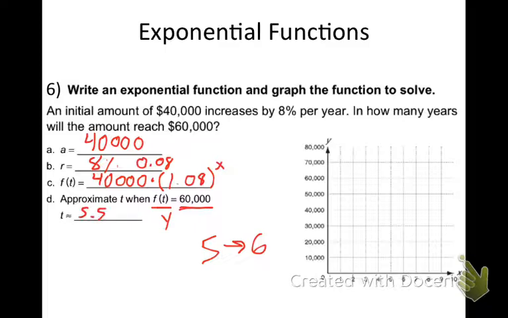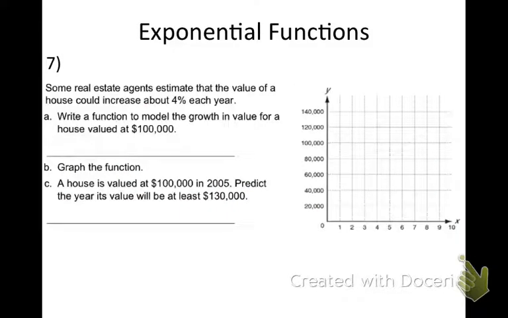Nice job. And again, I can sketch that graph if I needed to. I started at 40,000, about 5 to 6 years to be up to 60. Do something like that, probably. Nice job. Try number 7 on your own. Take a couple seconds. Try number 7 on your own.